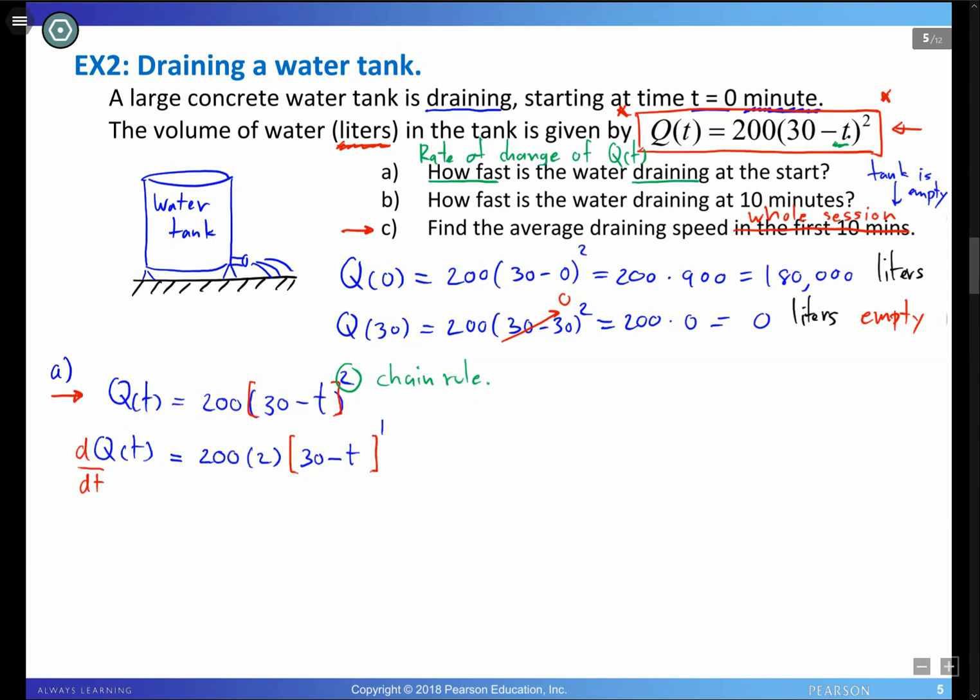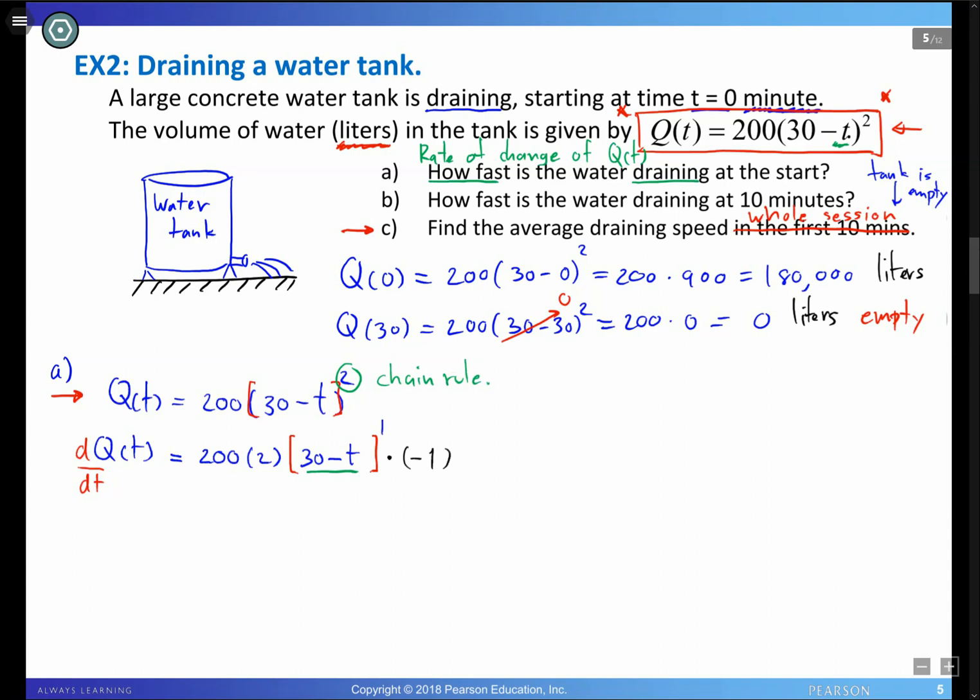Let's move on to the inside function, which is 30 minus t. We need to diff this with respect to time. We diff 30 with respect to time, that is a constant, so it goes to 0. We diff minus t, we get minus 1. So minus 1 is the derivative of the inside function. And now we multiply them together, and that is the complete chain rule for this function.